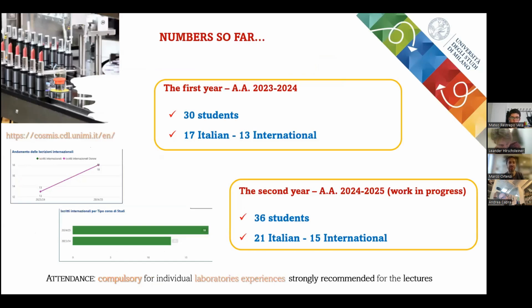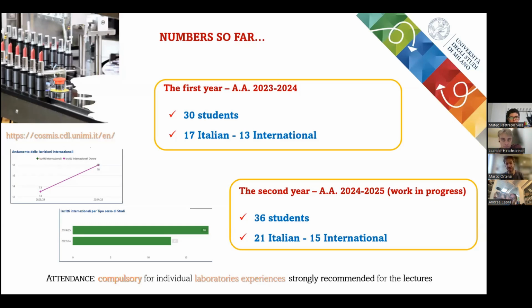Numbers so far: in the first year, 2023 and 2024, a total of 30 students were admitted, more or less half Italian and half international. This year is a work in progress because it's just the beginning of October. Right now, we have 36 students, which will increase over time. 21 are Italian, 15 are international. Since we also have some practical laboratories, we will see them better.